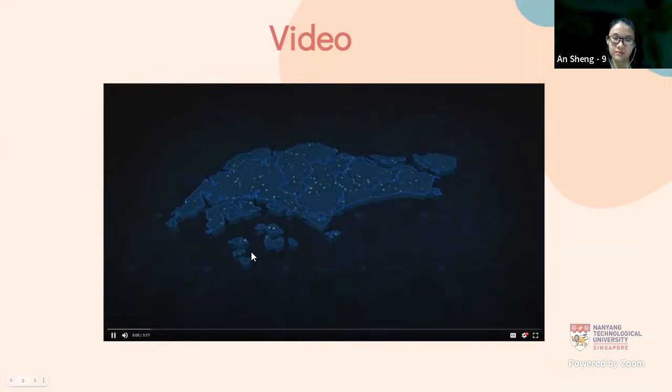Singapore's population size is expected to reach 6.34 million in 2030. Is there sound now?